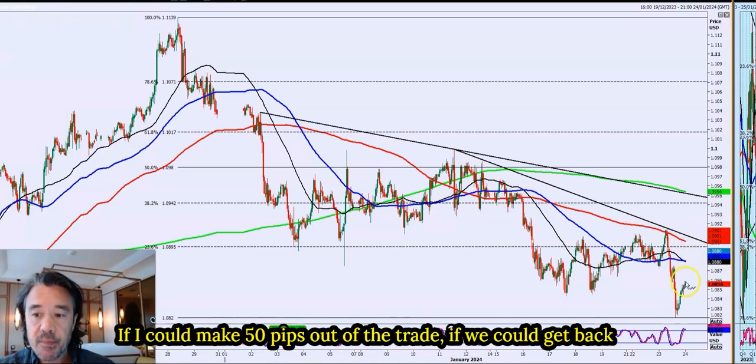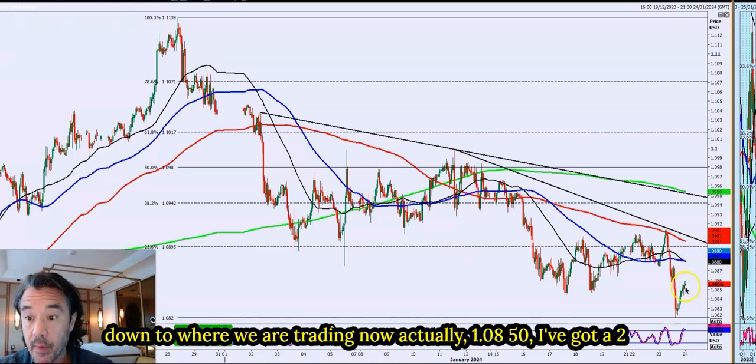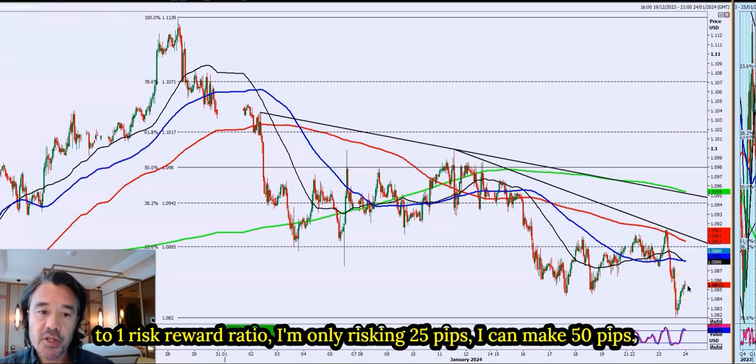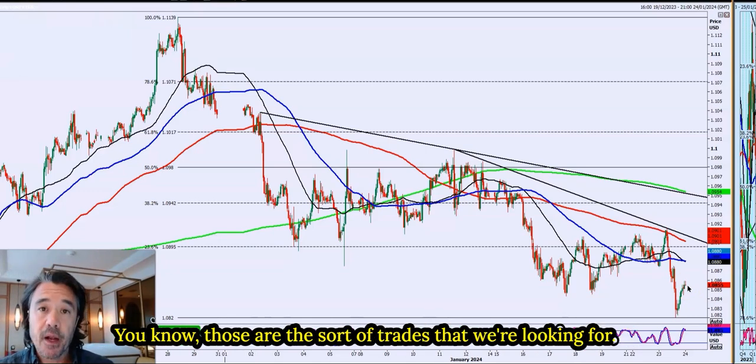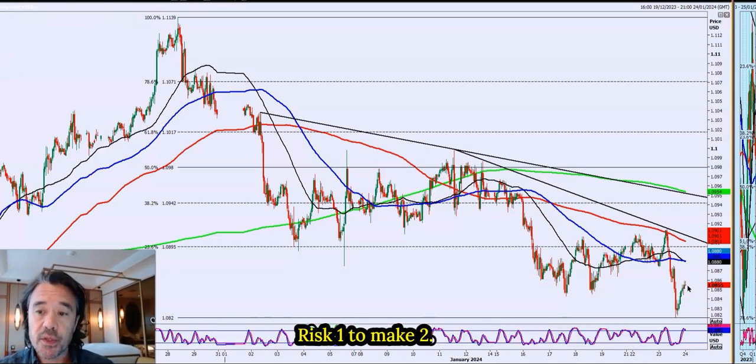If I could make 50 pips out of the trade, if we could get back down to where we are trading now, actually 108.50, I've got a 2-to-1 risk reward ratio. I'm only risking 25 pips. I can make 50 pips. You know, those are the sort of trades that we're looking for. Risk 1 to make 2.